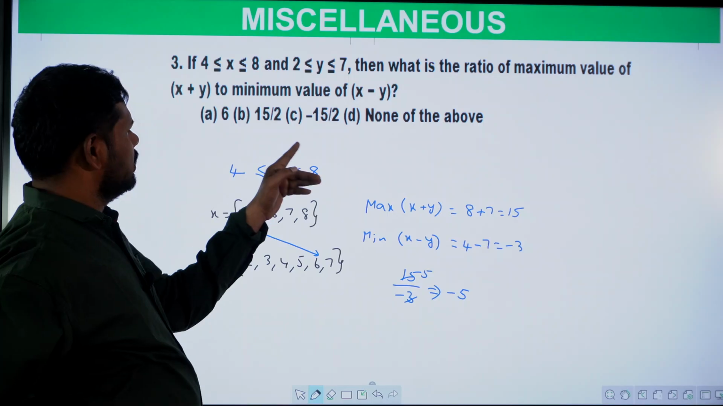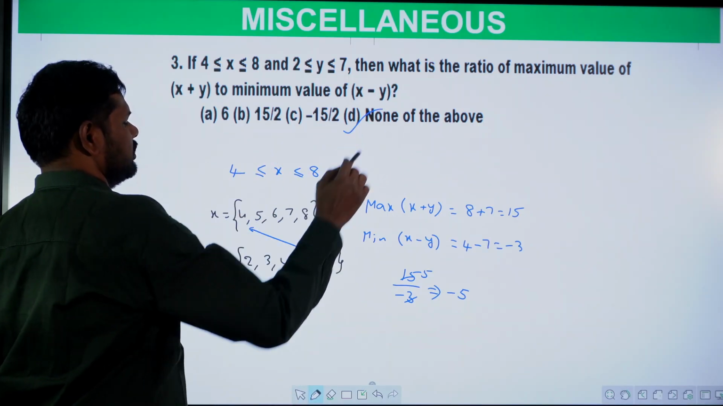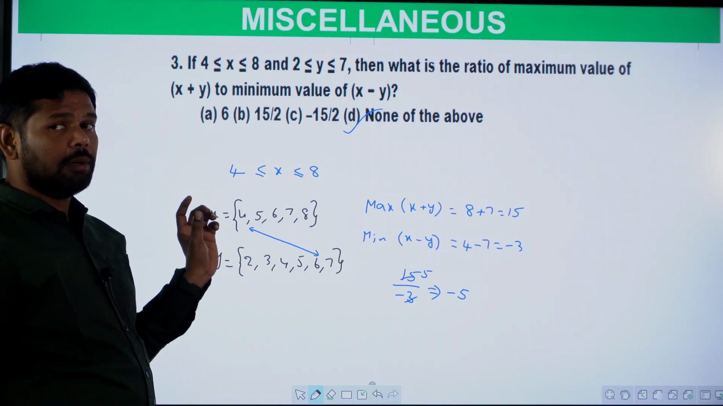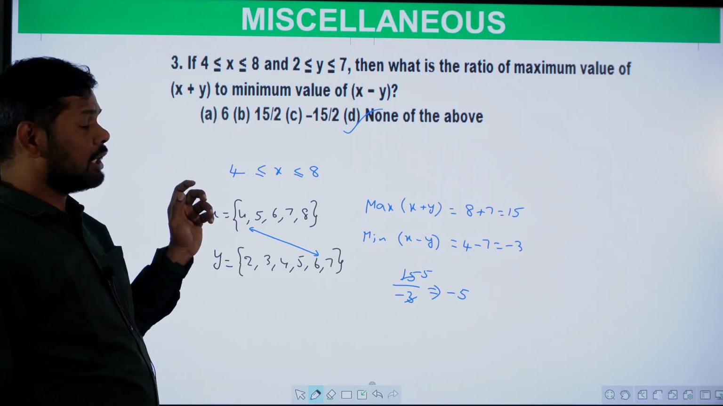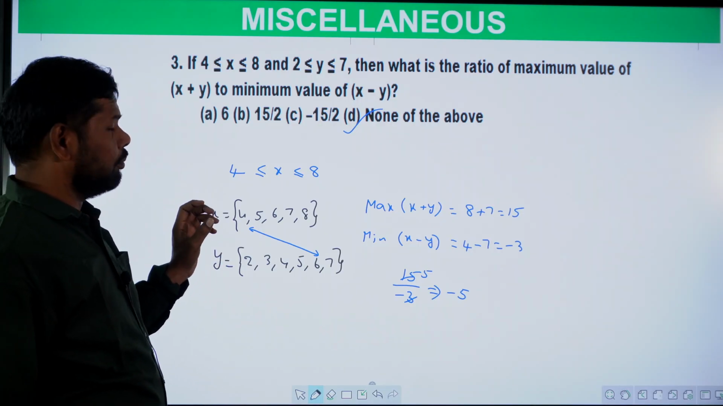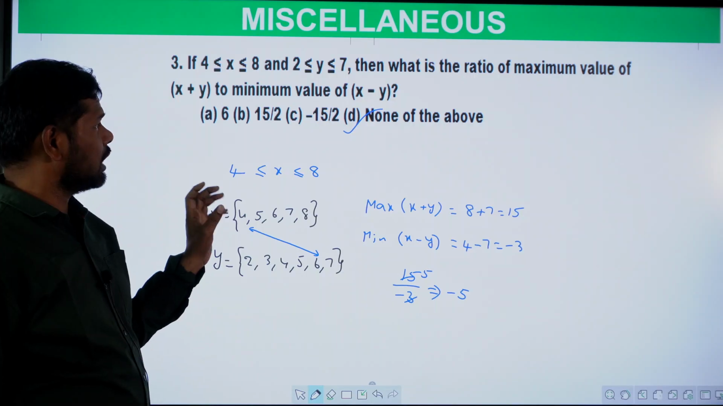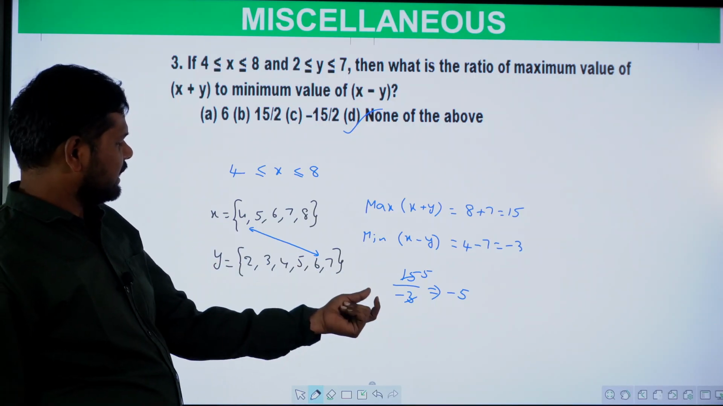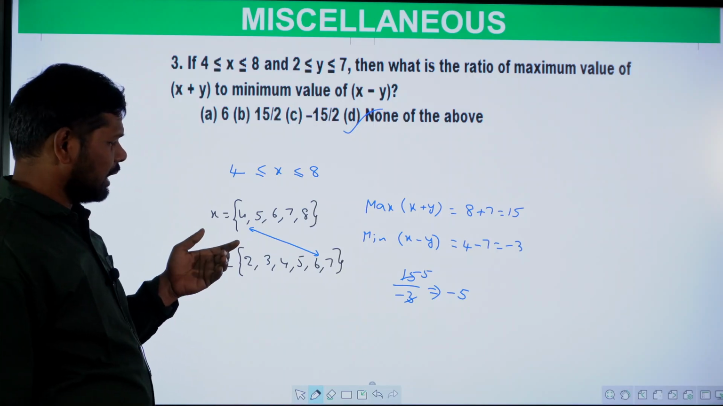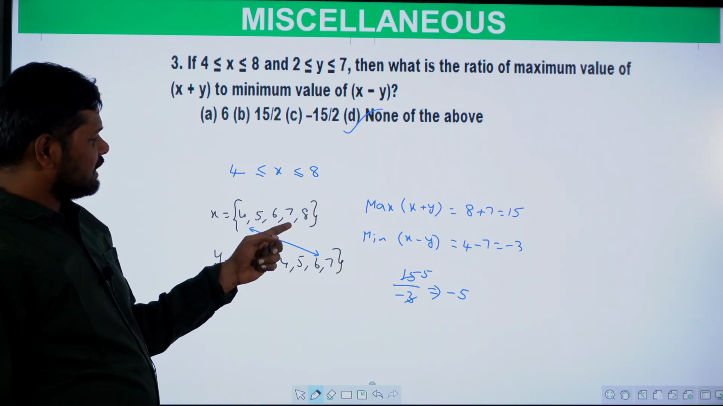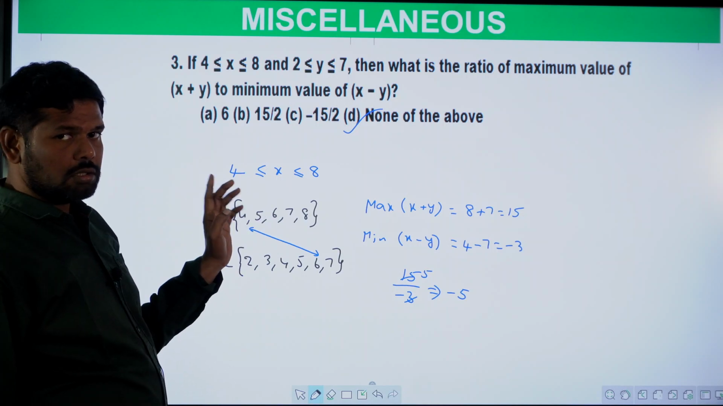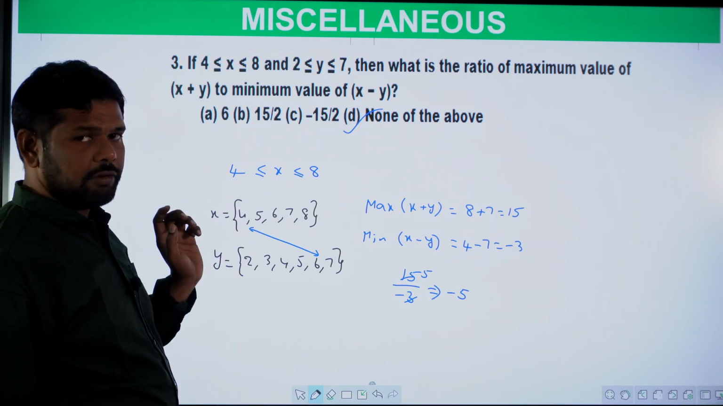Just observe which one is correct. None of the above is the correct one. So be careful while solving this type of question. Very, very simple, but you need to be more cautious with this type of question. So 4 minus 7 is minus 3, that is the case. Sometimes you might take 2 minus 8, which is minus 6, but they are asking about x minus y, not y minus x.